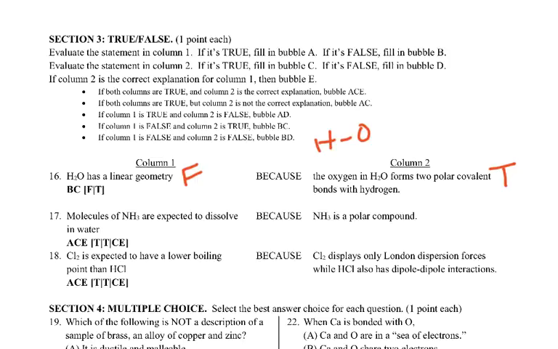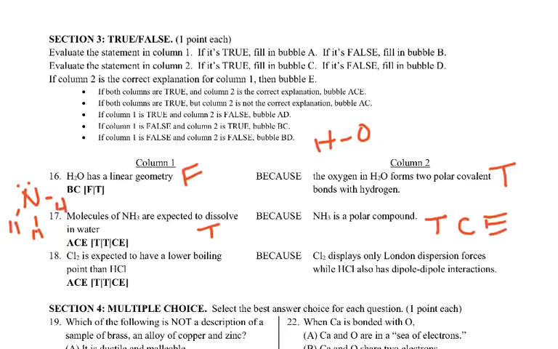Second one, molecules of NH3 are expected to dissolve in water. Okay, NH3, if we draw that, it's going to be polar, because it's bent like this. And we've got nitrogen with hydrogen, which forms hydrogen bonding. Okay, water is also hydrogen bonding, so those two would mix really, really well. So it's true, it is expected to dissolve. Okay, NH3 is a polar compound. That is true. And because of that, it's going to dissolve in water, so we're going to call it TTCE.